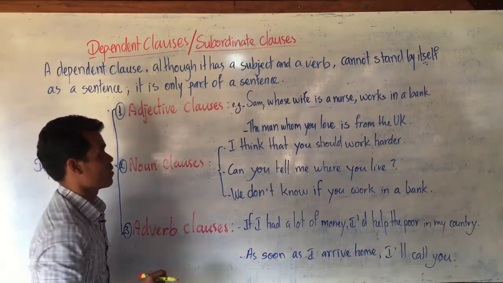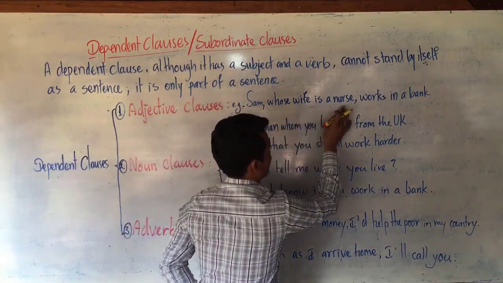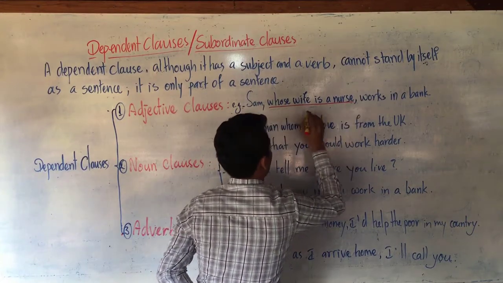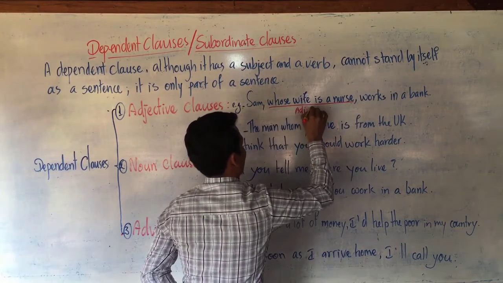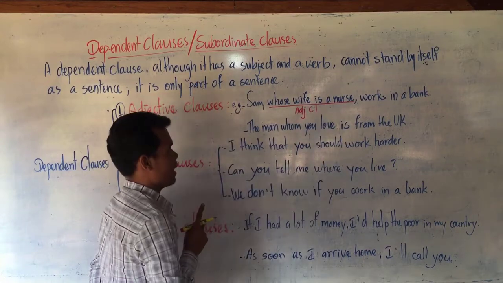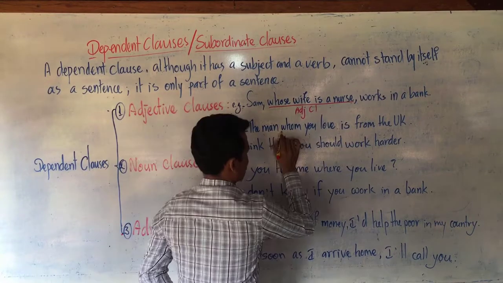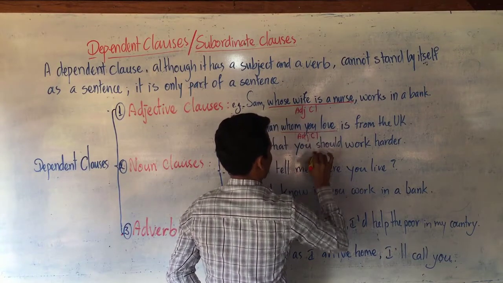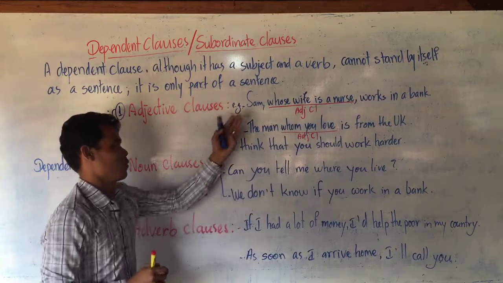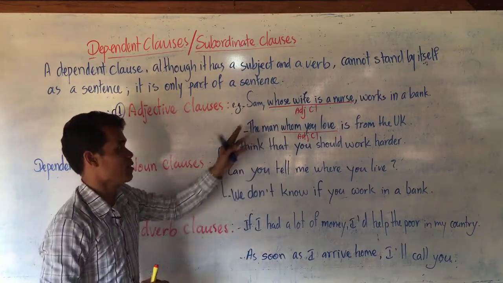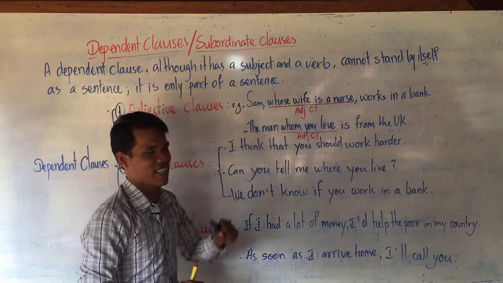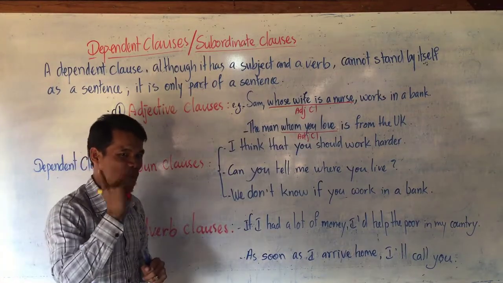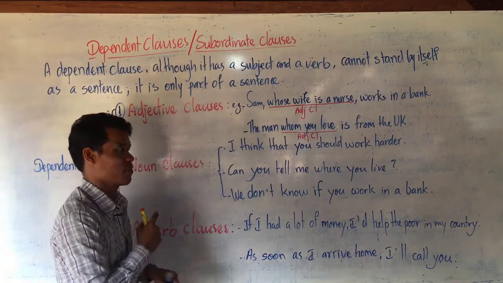Look at the example. Sam, whose wife is a nurse, works in a bank. So whose wife is a nurse here is an adjective clause. The man whom you love is from the UK. So whom you love is an adjective clause. So we have 2 examples of adjective clause. One clause with comma, the other without comma. I'm going to teach you more about adjective clause, so don't forget to watch adjective clause in detail.